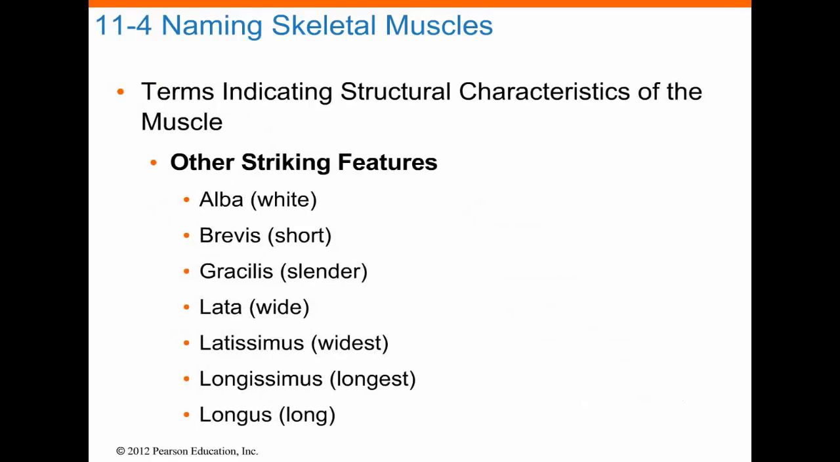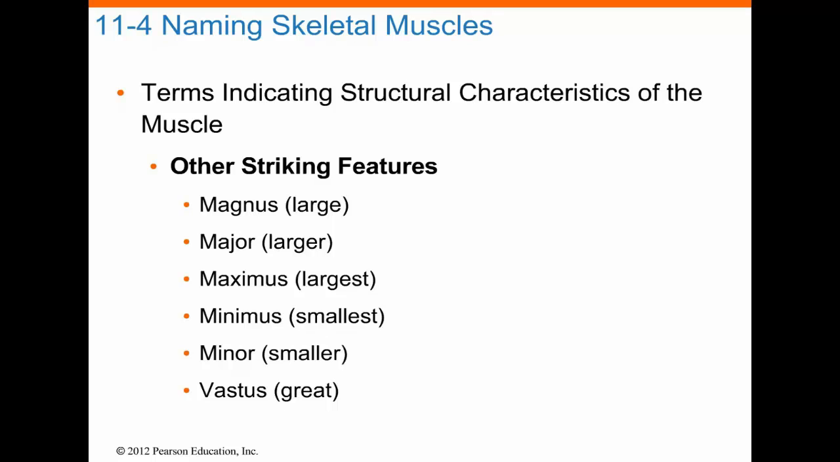We've got other striking features like it's white, alba, brevis, short, slender, gracilis, flat, lata, widest, latissimus, longest, longissimus, and long, longus. So all derived from Latin. Other striking features: magnus, major, maximus, minimus, minor, and vastus.